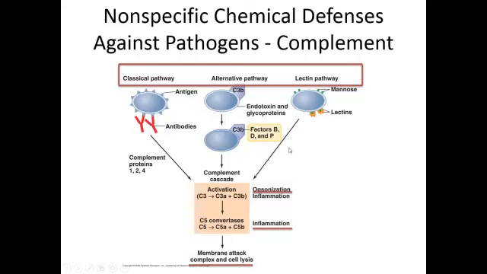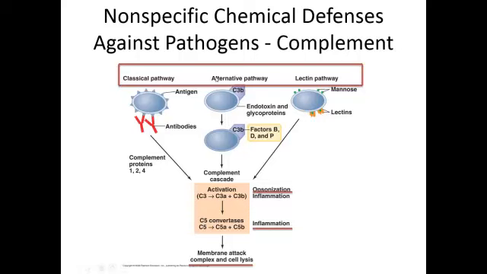Let's use the alternative pathway as an example. So, complement binds to, say, endotoxin or LPS on a gram-negative bacteria. That causes a complement cascade. Now, because there's complement on the outside of this gram-negative cell, it makes it easier for a macrophage to phagocytize the gram-negative cell, because the phagocyte has receptors for complement on its cell membrane. Makes it easier to grab, right?